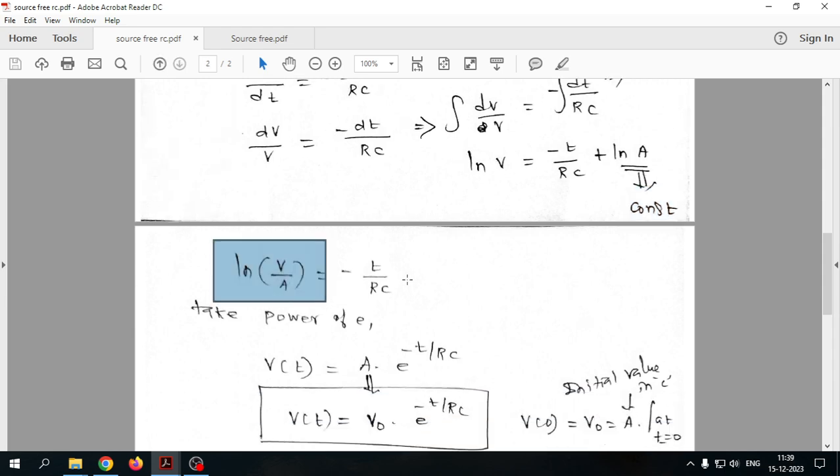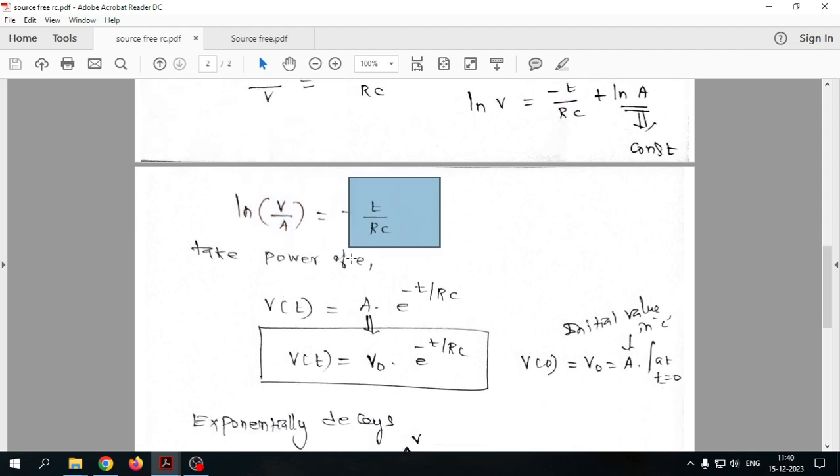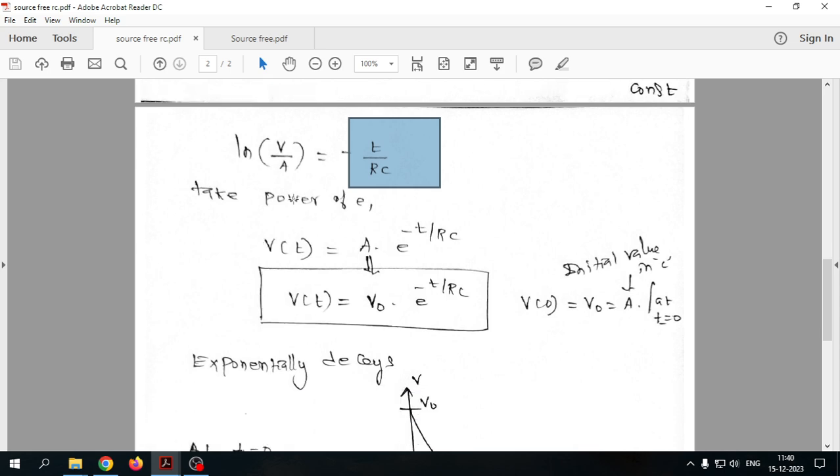Bring both ln terms to the left side. You will get ln of v by a is equal to minus t by RC, and take power of e to cancel this. Then ln cancels, this will be e power minus t by RC, and we have only v by a. Bring a to the right side, this will be a into e power minus t by RC. So v of t is equal to a into e power minus t by RC, and now a is replaced with the initial voltage v0.